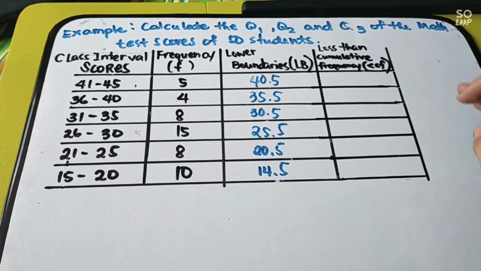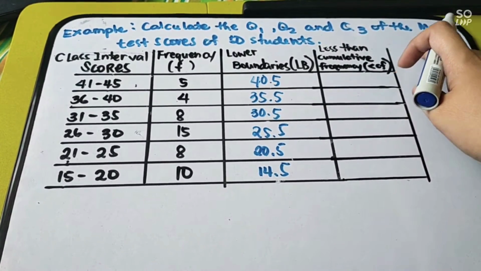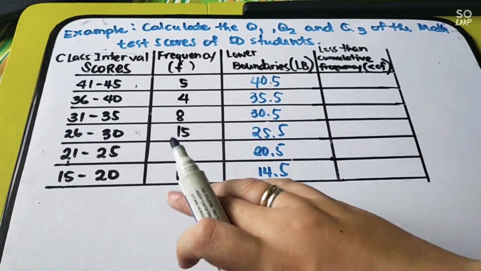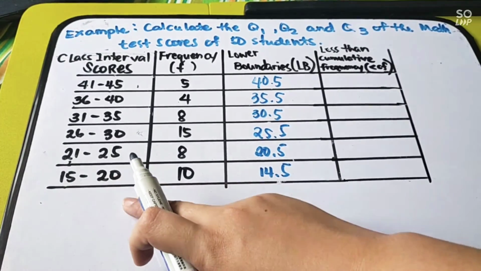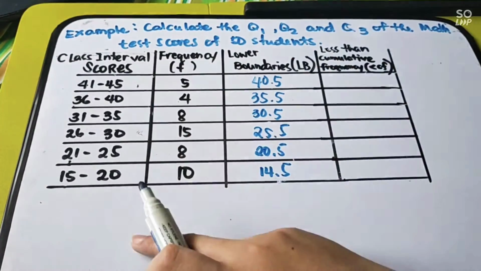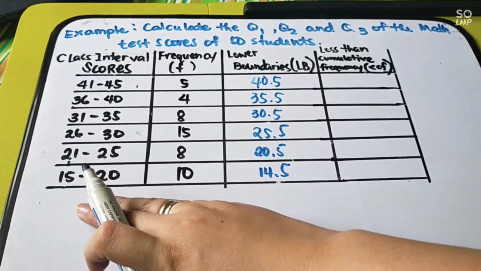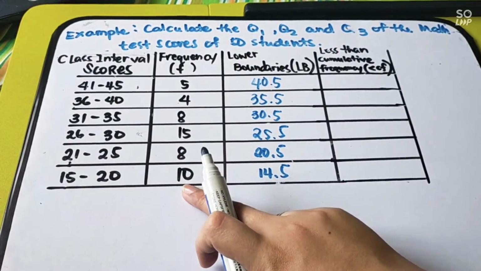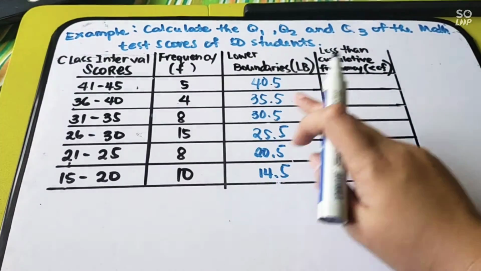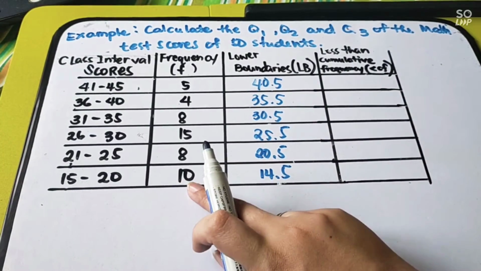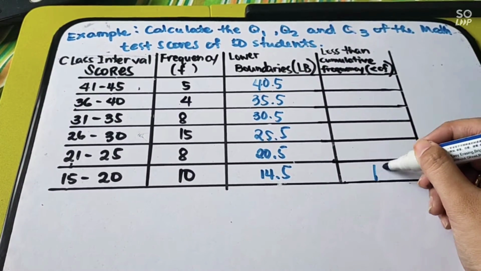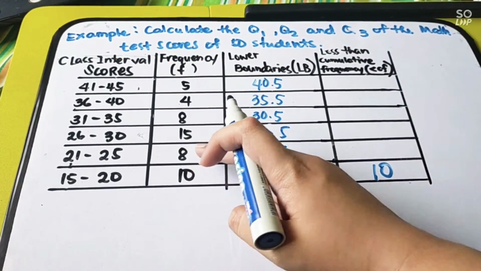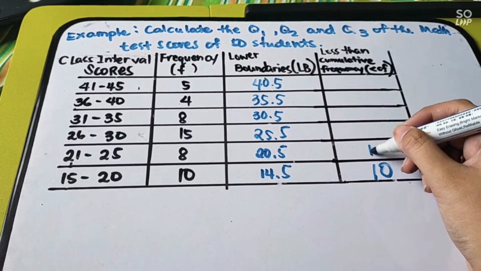To find the less than cumulative frequency, look at the class intervals, starting at the lowest interval. The lowest interval is 15 to 20. Then it goes upward, since it is less than. So we start at the lowest interval and look at the frequency, then we just add. The frequency of our lowest interval is 10. Put it here. Start here. We have 10. Next, 10 plus 8, the answer is 18.